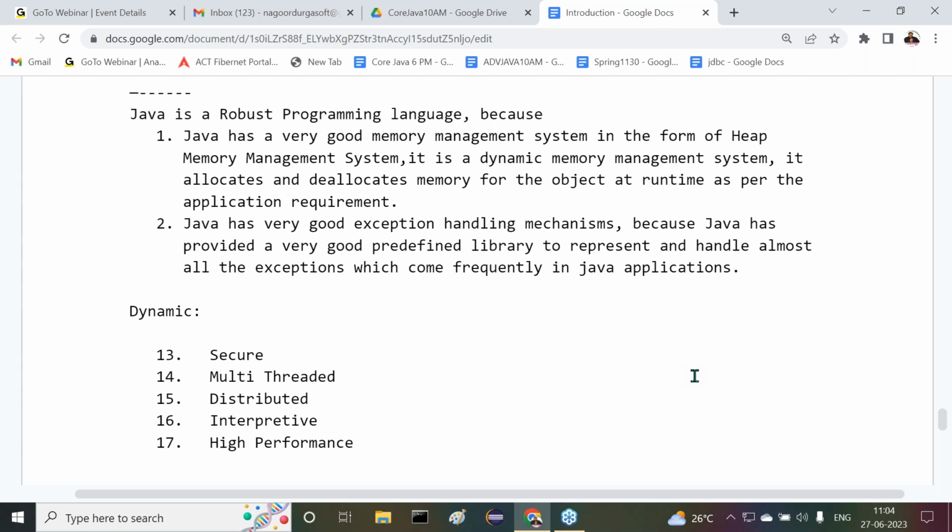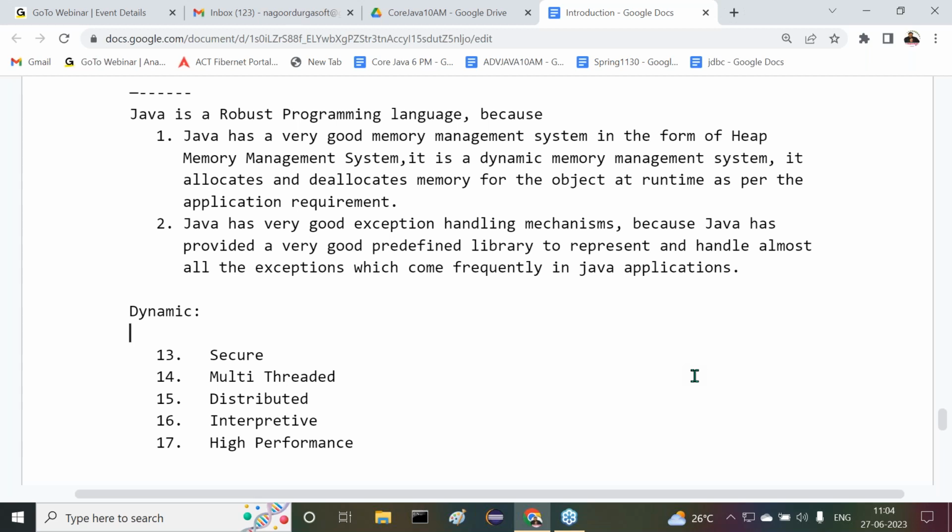Now, even if no new point is given, try to recognize the point. What exactly is the content you were given about this robust programming language? All right, sir. It's okay. Fine. Leave this point here.